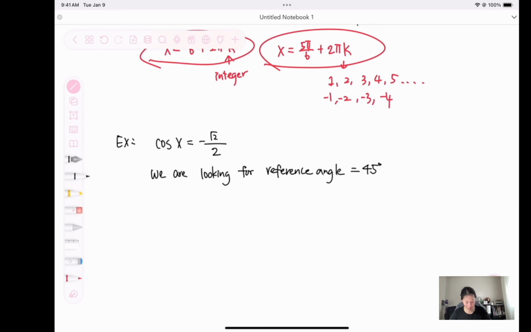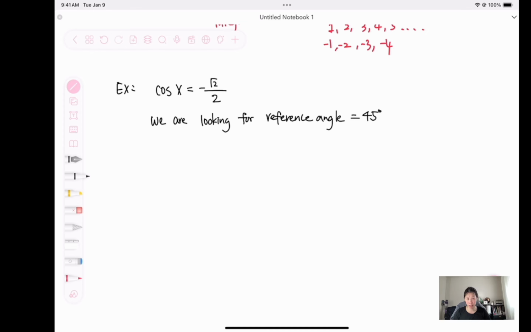And then since it's a negative, when will cosine be negative? Well, it's going to be in the second and third quadrants. So also in the second and the third quadrant. So I'm going to draw two separate circles.